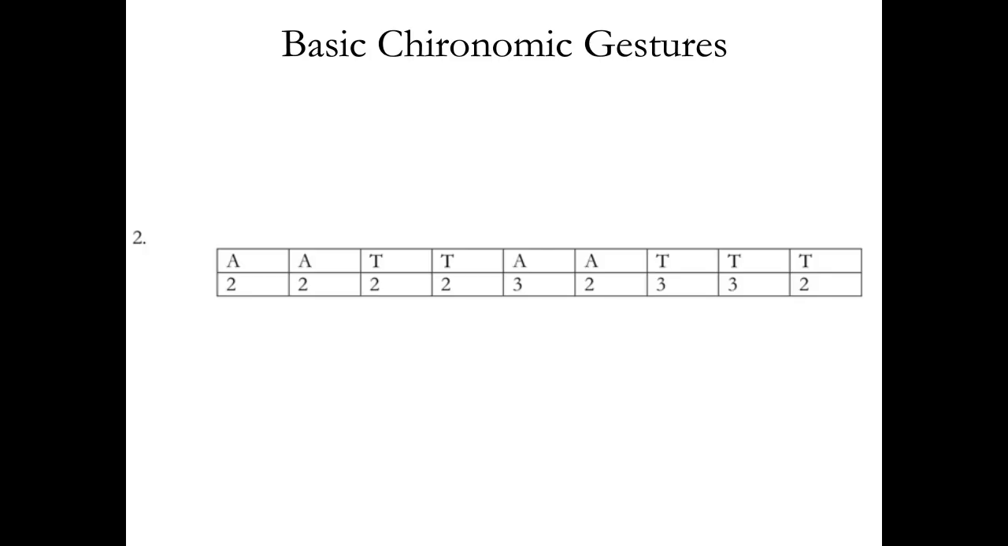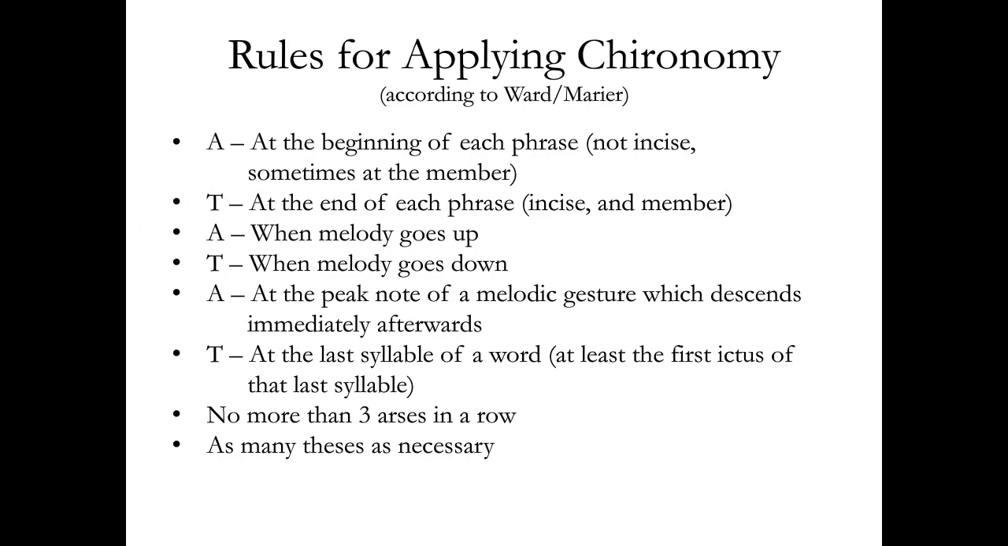This next slide, again, you'll have access to after this webinar is completed. I've given you just another exercise here. Let's go on to the rules for knowing when to sing in arsis and when to sing in thesis. And we'll apply this to the Kyrie that we've already solfege and counted. Here's the first combination of rules, points one and two here. Arsis is always at the beginning of each phrase.